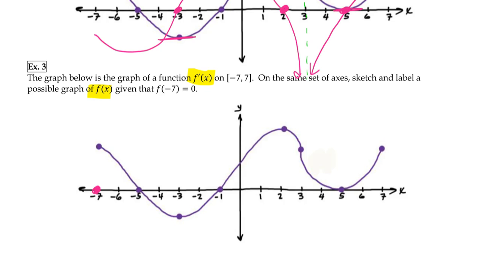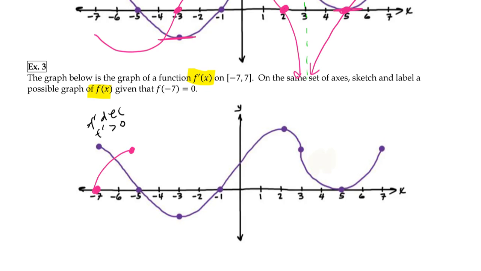Okay, what happens on this first piece? Looking here, f prime is decreasing, and f prime is positive because we're above the x-axis. What does that translate to? f prime is decreasing means concave down. f prime is positive means increasing. So on this first region, I need to be increasing and concave down. Let's do this: increasing and concave down.